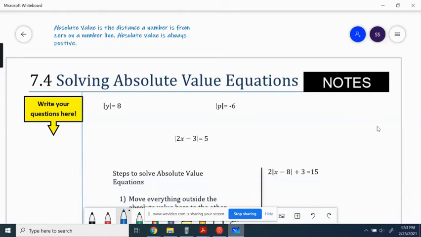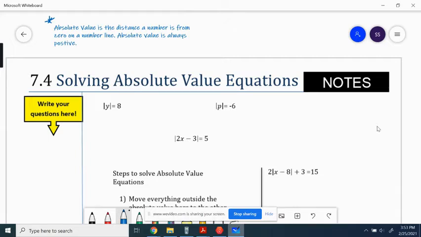Okay, this is 7.4, solving absolute value equations. But let's first start out by reviewing what absolute value is. Absolute value is the distance a number is from zero on a number line, and absolute value is always positive.